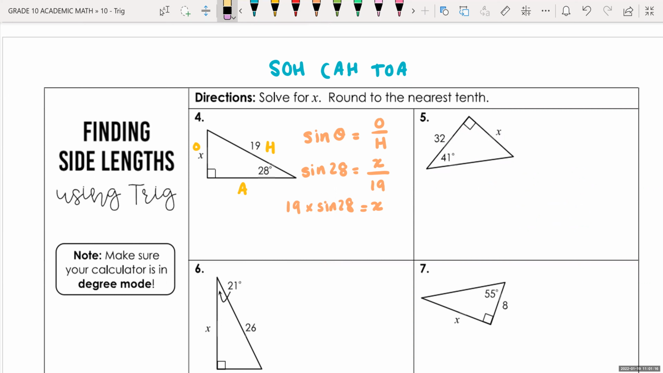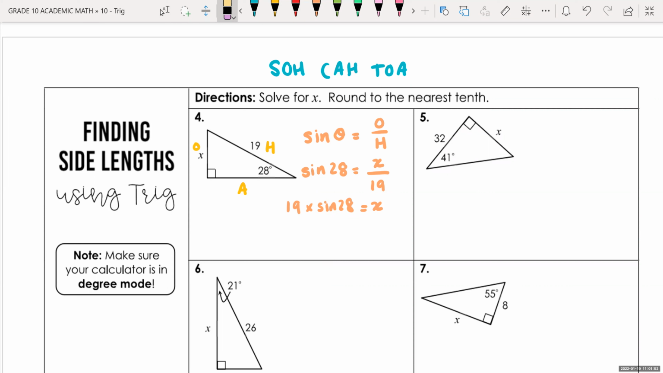Whenever I have sine, cos, or tan, I always put that first into my calculator. So you're going to find the sine button on your calculator. You're going to click it, and then you're going to put 28. And once you do that, you press the equal sign. And you should get 0.469471562. Is that what you guys got? Okay. Don't write that number down. Don't erase it. Now you're going to write multiplied by 19, and you're going to press the equal sign again to give you your final answer.